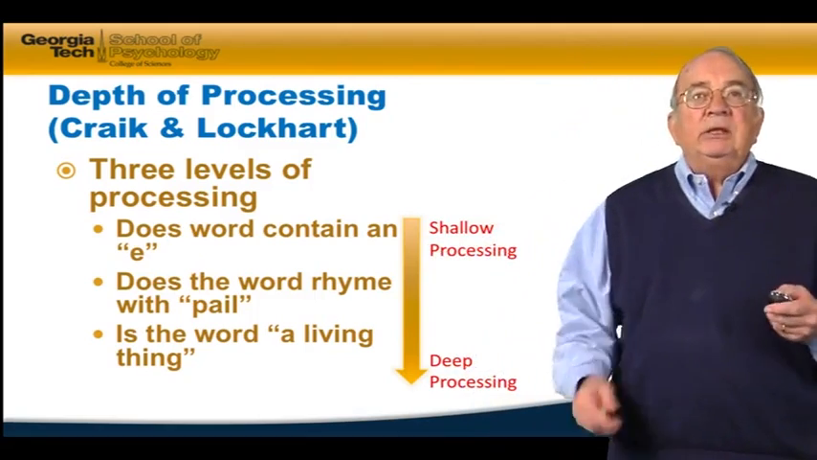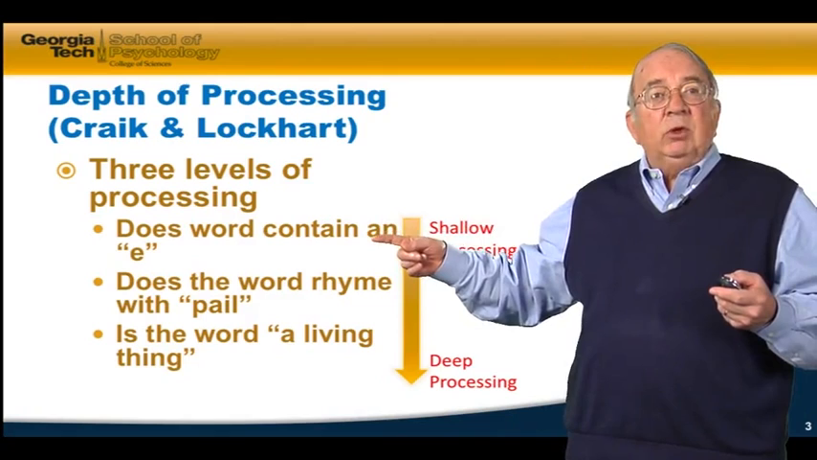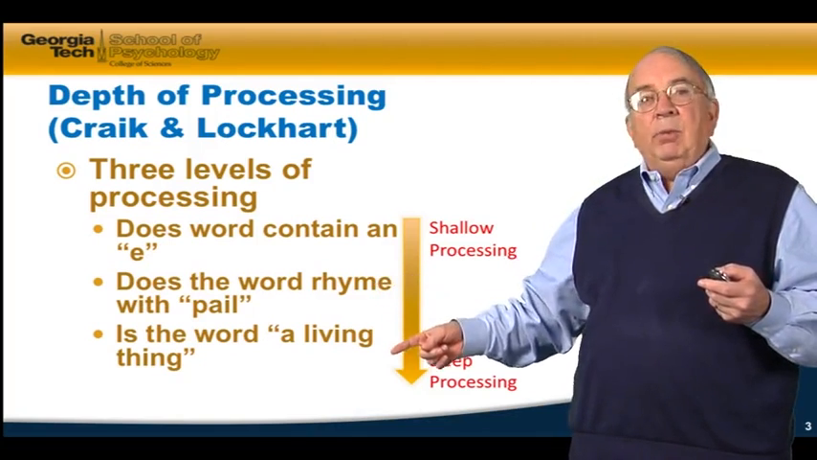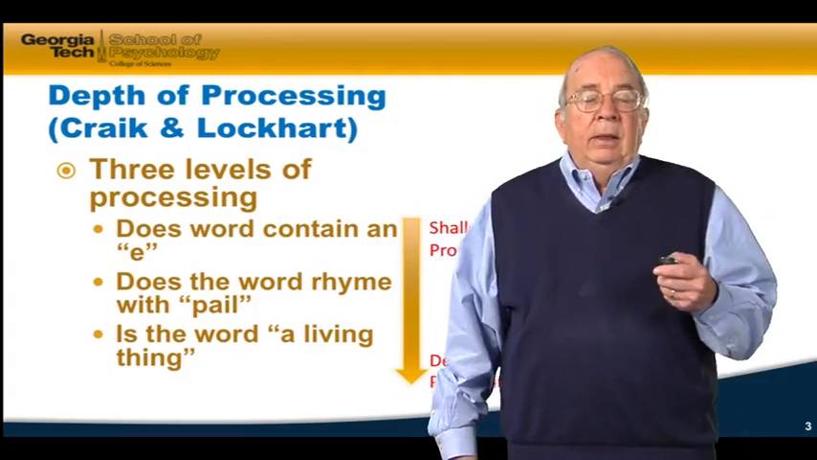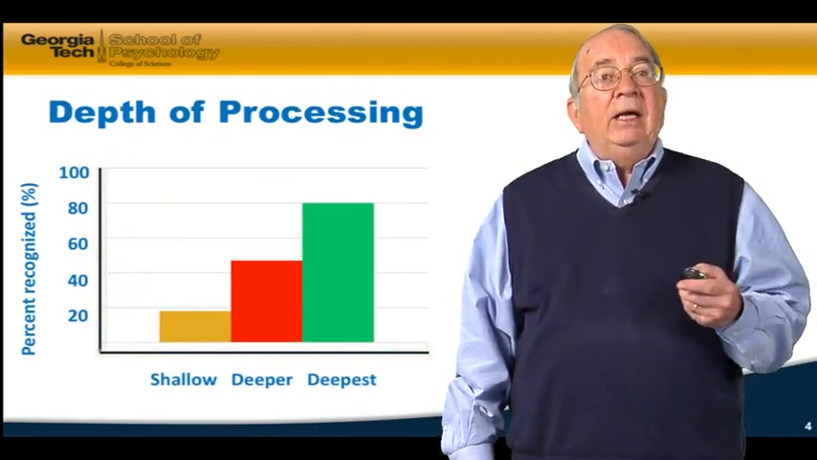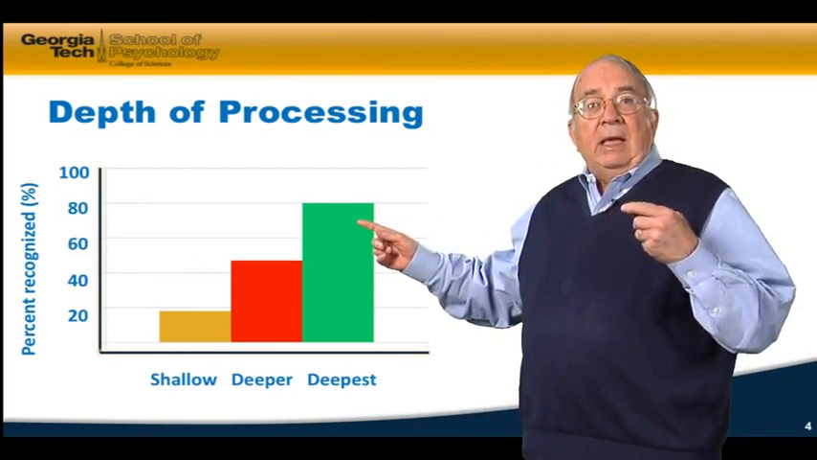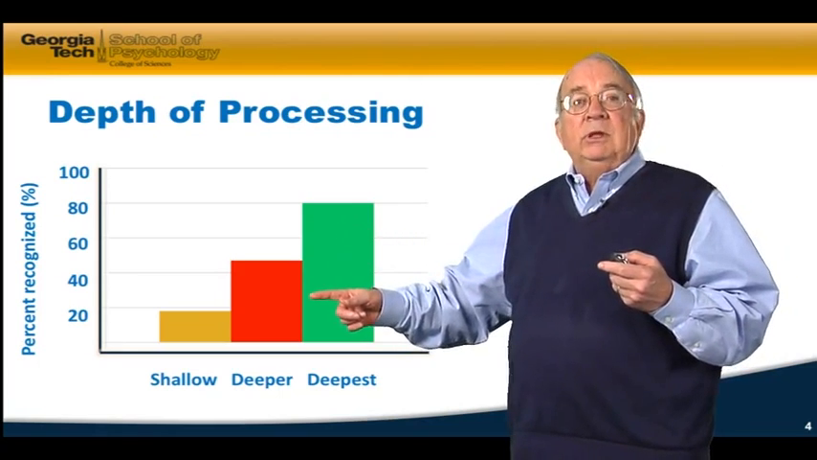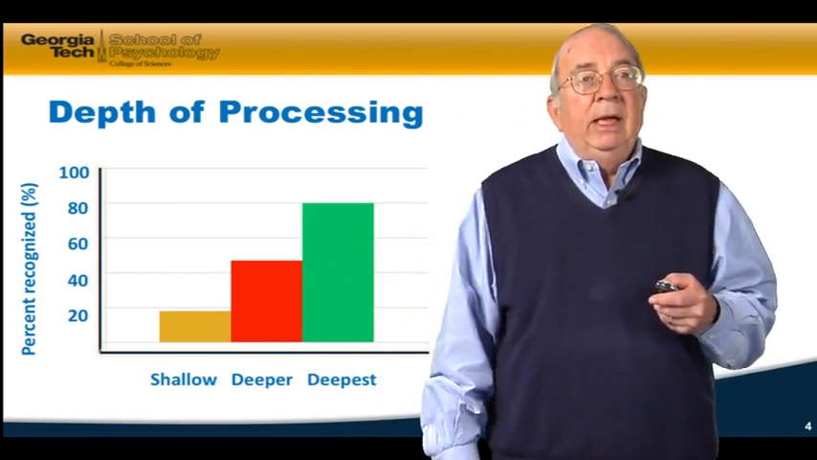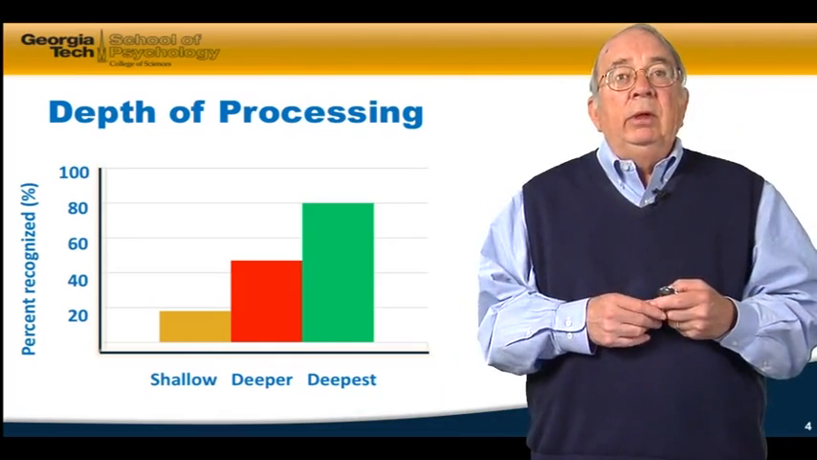And their argument was that the deeper the processing, the better the memory is going to be. So you simply do an experiment where you have some items that you ask these superficial questions to. Does a word contain an E? Middle level processing, does a word rhyme with pale? Or deep processing, is the word a living thing? And what they found was that recall and recognition of those items depended upon what kind of processing was engaged in. The percent recognized, for example, was much higher if you had the category classification as a living thing. The rhyme was less, and the very structural, very shallow task of just saying does the word have an E in it, led to the worst performance.